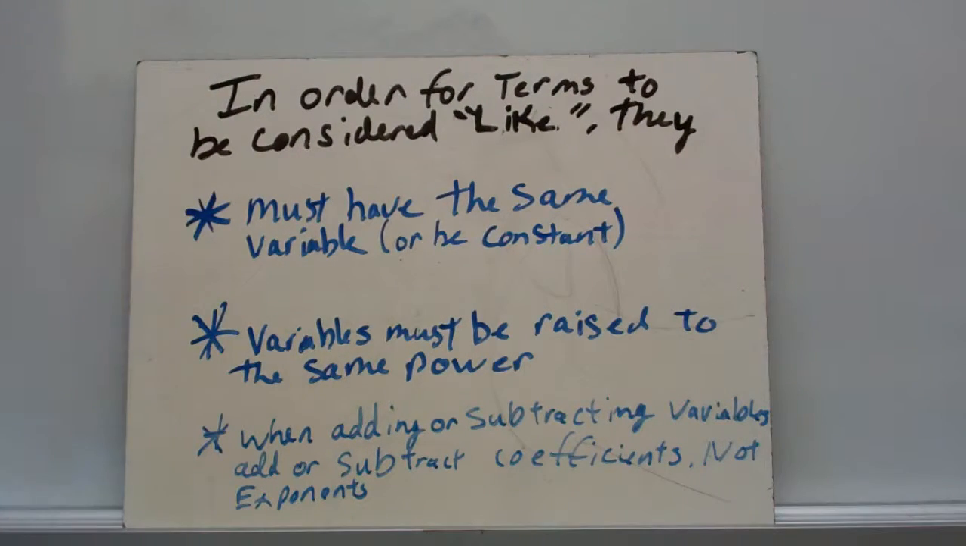So in order for terms to be considered like terms, they must have the same variable or be constant. Constants are always considered like, but they must have the same variable. So they both have to have y's. And the variables must be raised to the same power. Okay? And we'll look at a few examples and see where that will come into play.